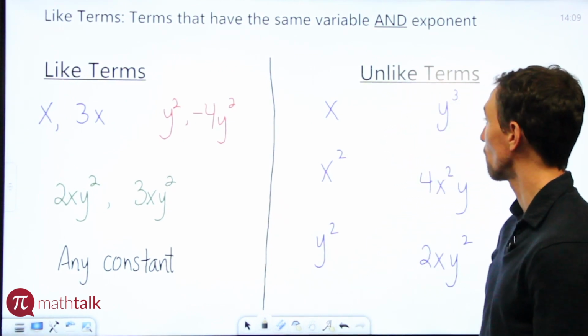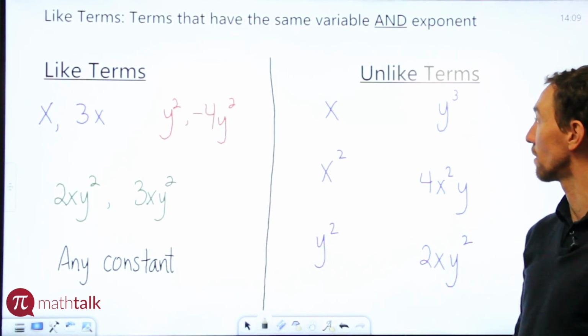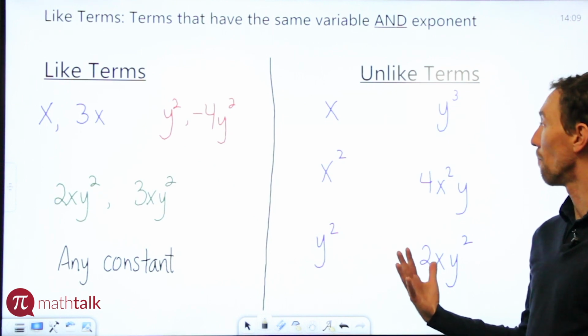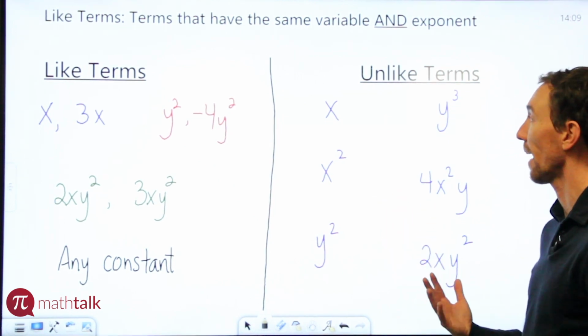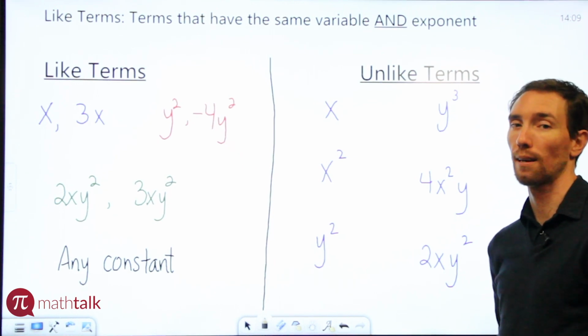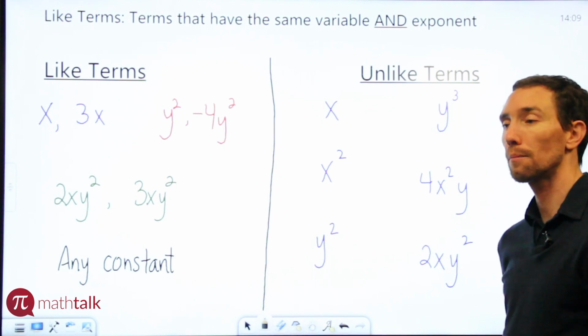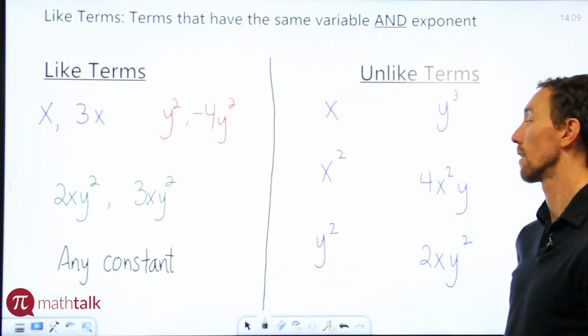The opposite, though, you have some unlike terms. These are all the same color just because I thought it might be easier to tell them apart. These are all different variables and exponents. You have some that are similar, like x and x squared. They're both x's, but one of them is x squared and one of them is x to the first. So the variable is the same, but the exponent is not. So they're not like terms, or they're unlike terms.